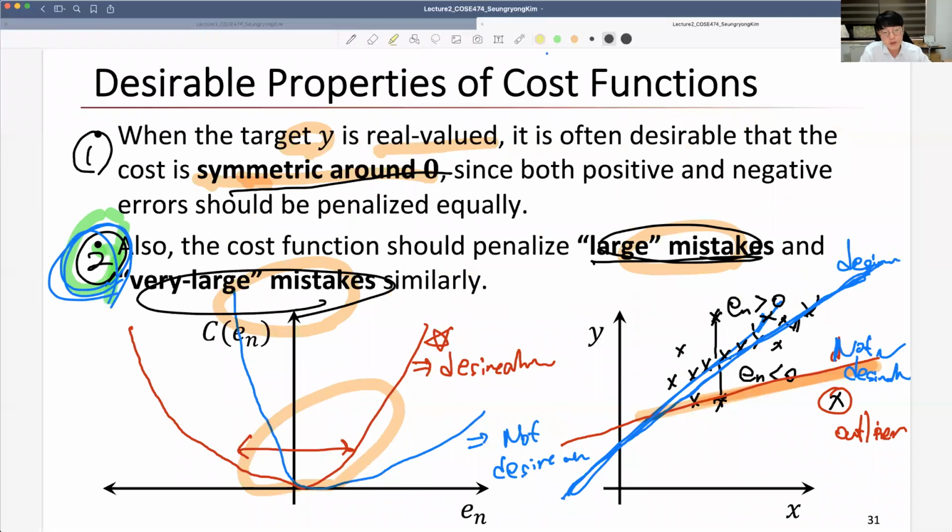So there were two kinds of desirable property of the cost function. The first one is the symmetry. The second one is that a very large mistake should be dealt with equally or similarly. So we talked about the robustness to the outlier.